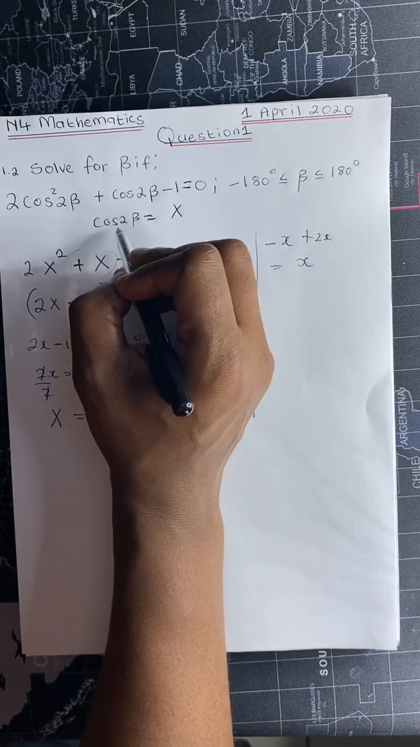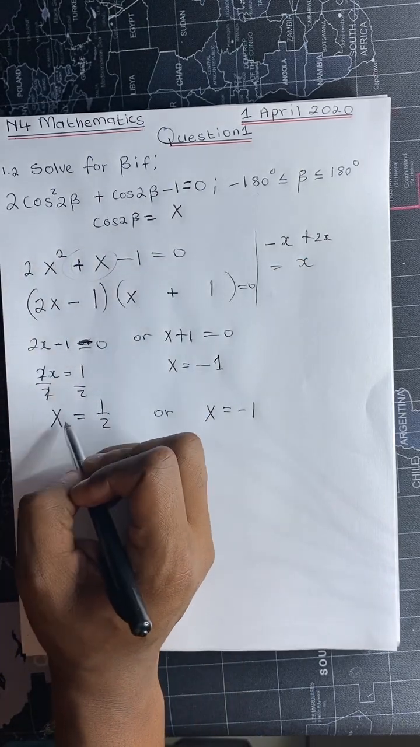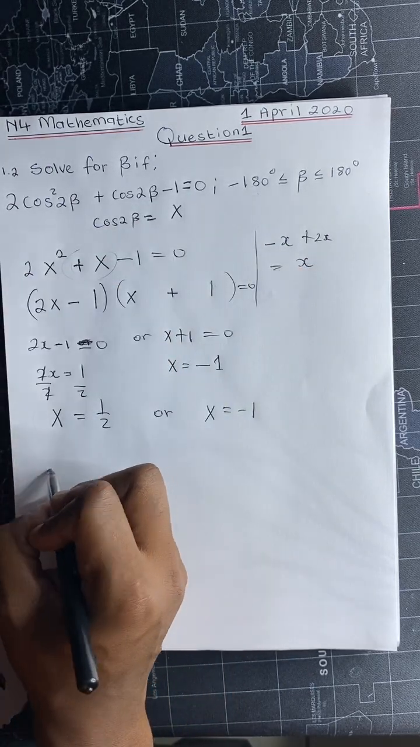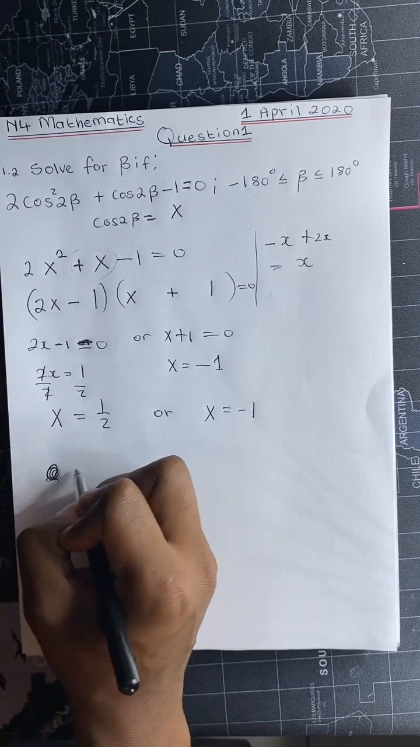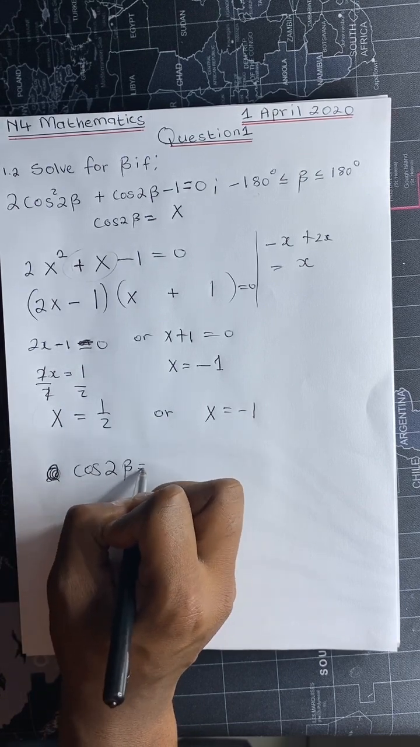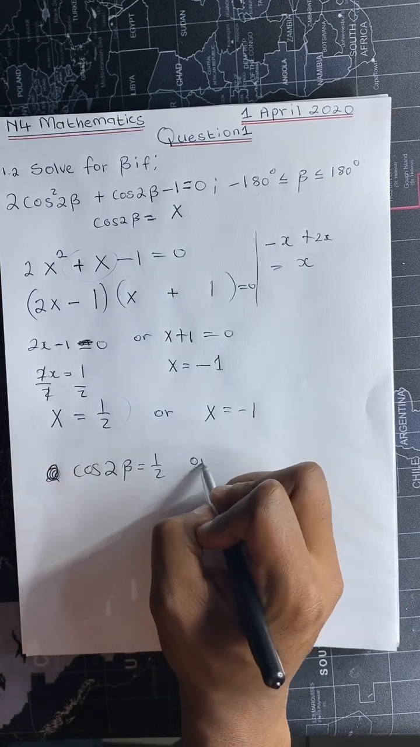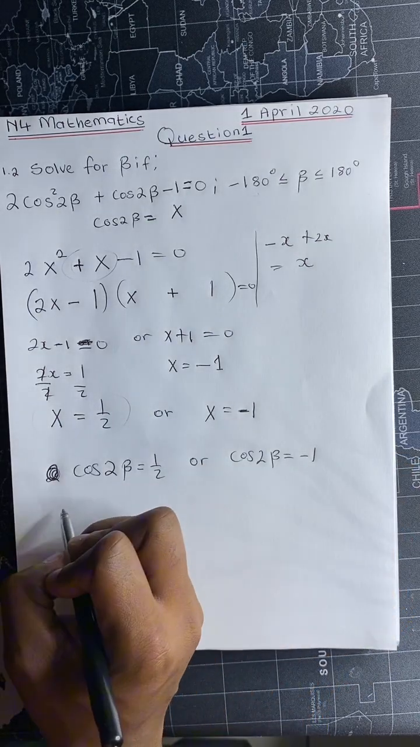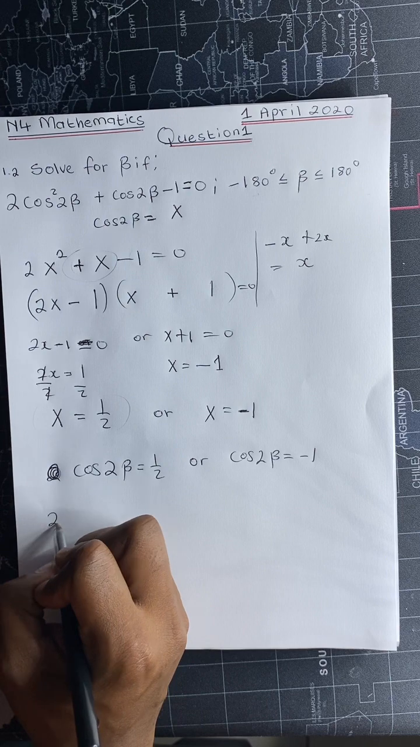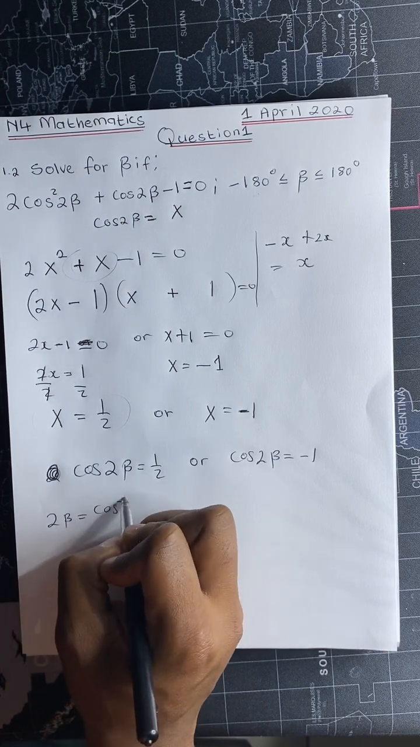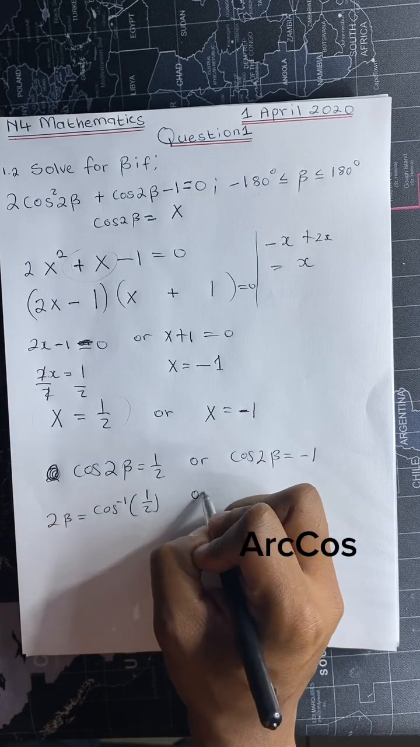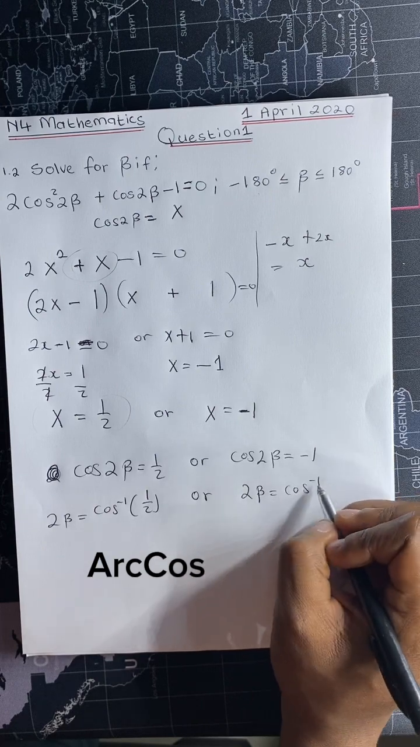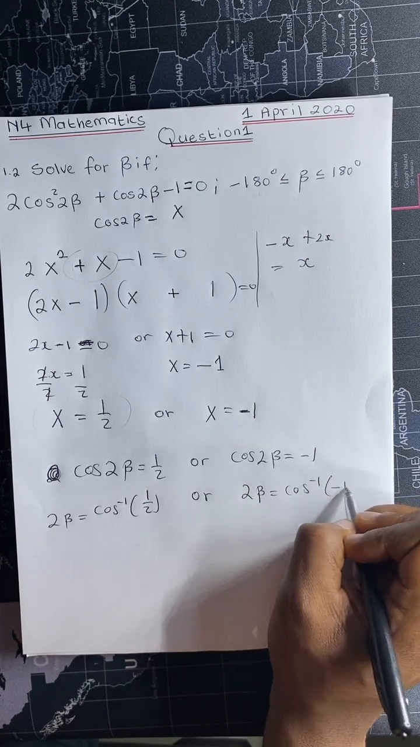So we said that x is equals to cos 2 beta. So in the place of this x, let's substitute back the cos 2 beta because we have already simplified that equation. So we have cos 2 beta is equals to 1 over 2, or cos 2 beta is equals to negative 1. So we remove this cos by introducing the arc cos on the right hand side, arc cos of 1 over 2, or 2 beta will be equals to arc cos of negative 1.